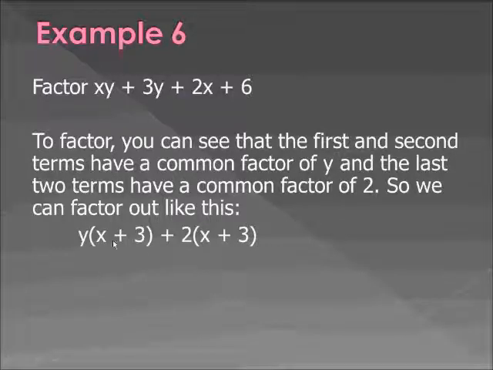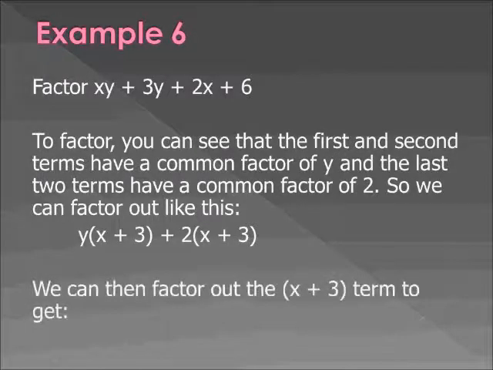Now you have an x plus 3 that's a common factor of both of these. You can factor out the x plus 3 just like you factored out single terms before. So if you factor out the x plus 3 term, you get x plus 3, and what's left inside? Y plus 2.